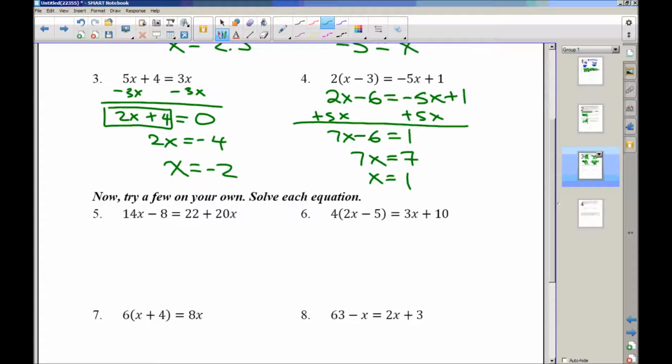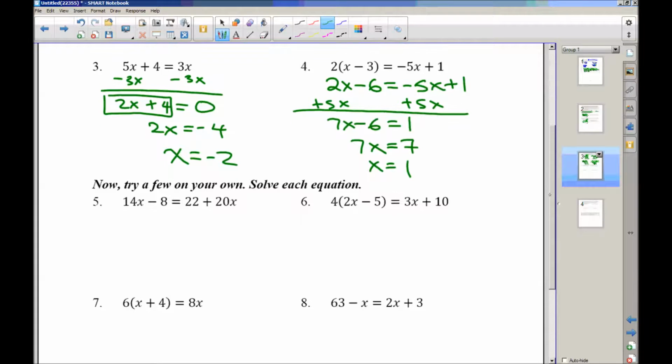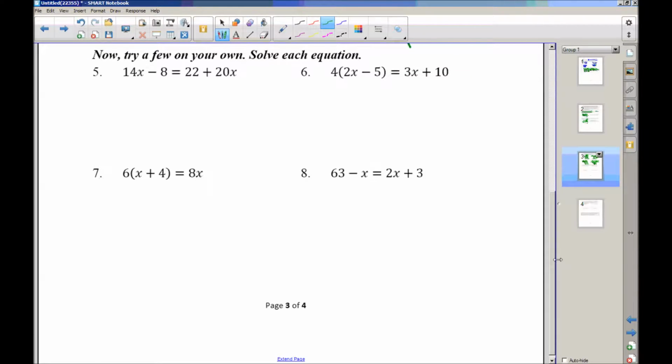Alright, so now you should pause the video and try these 4 problems, and then come back and correct them afterwards. Alright, welcome back. Hopefully on this one you might have done either minus 14x or minus 20x to both sides. Okay. If you did the minus 20x, just watch and see if you get the same answer at the end. You'll know you did it right.